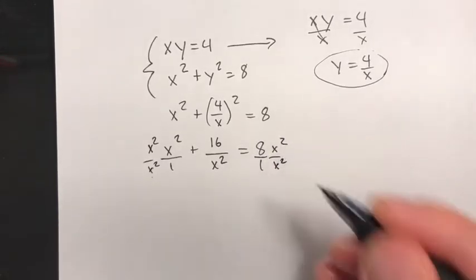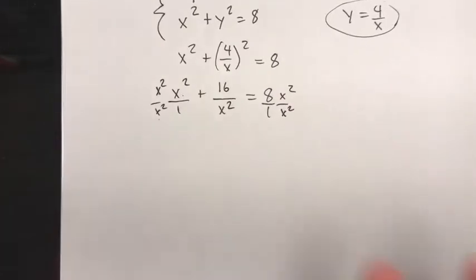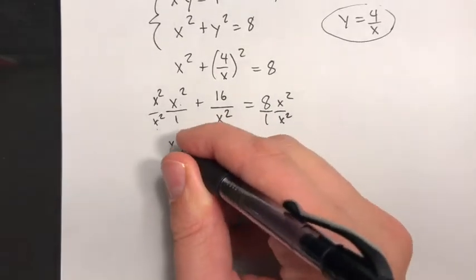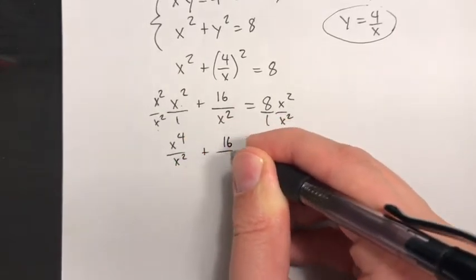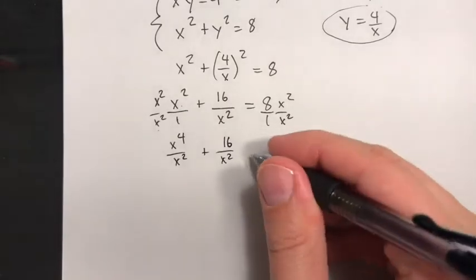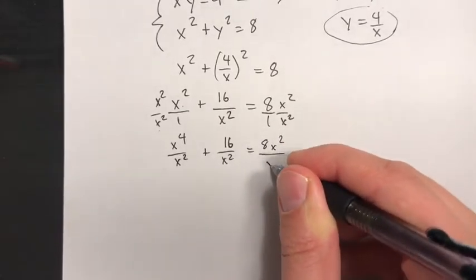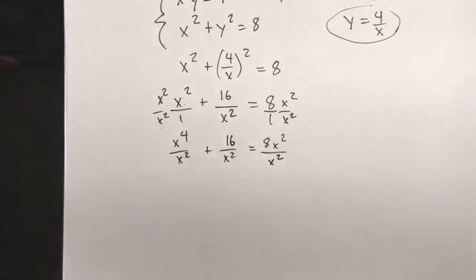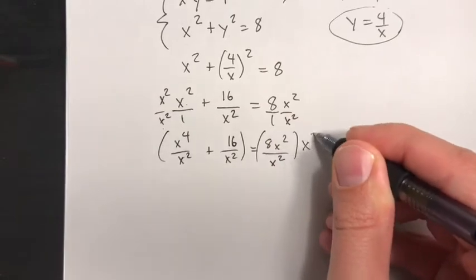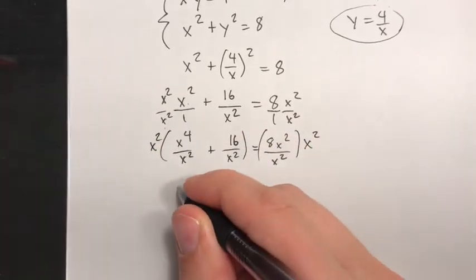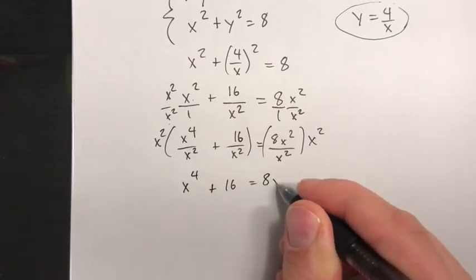Multiply this guy by x squared over x squared. And x squared times x squared, that's x times x times x times x, would be x to the 4th over x squared plus 16 over x squared. That one doesn't need anything because it's already, and then 8x squared over x squared. So lots of x squareds here. I'm going to multiply both sides now by the denominator, get rid of that. So that's going to leave me with x to the 4th plus 16 equals 8x squared.